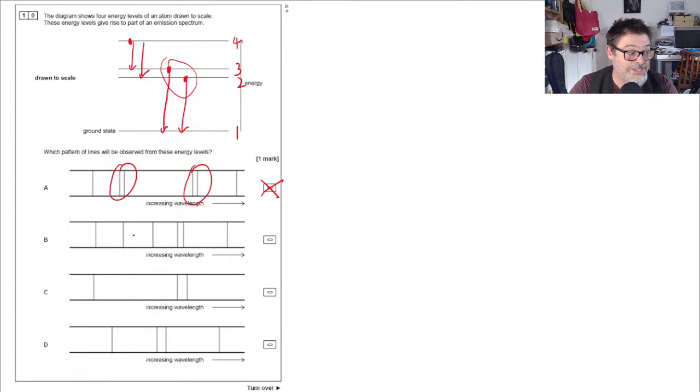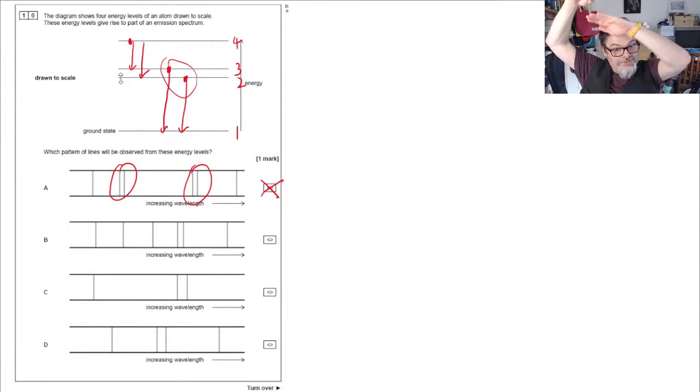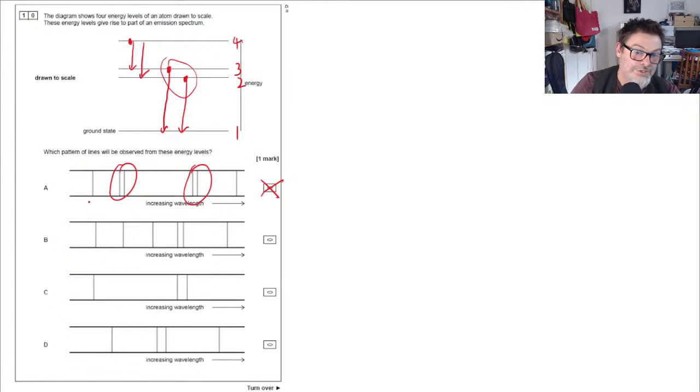Yeah, but it is A, because there are levels that fall to those two close ones that will emit photons, and then levels that leave those two close ones, also producing similar photons. So yeah, hopefully that was useful.